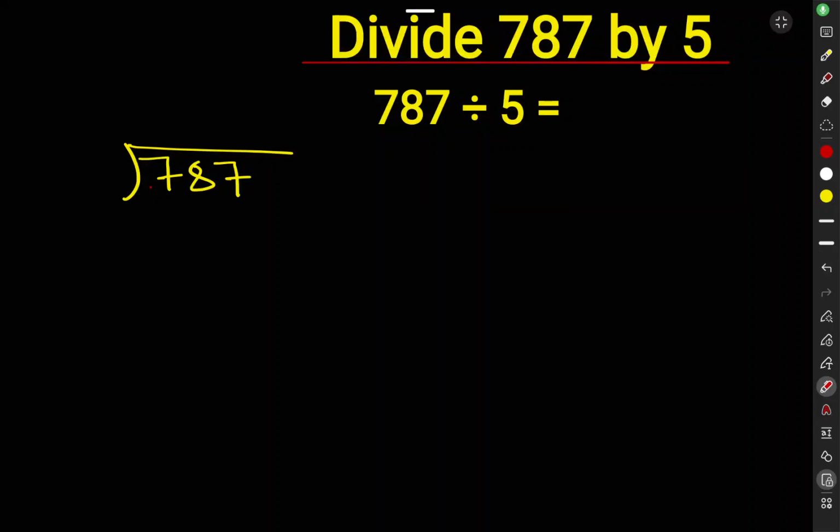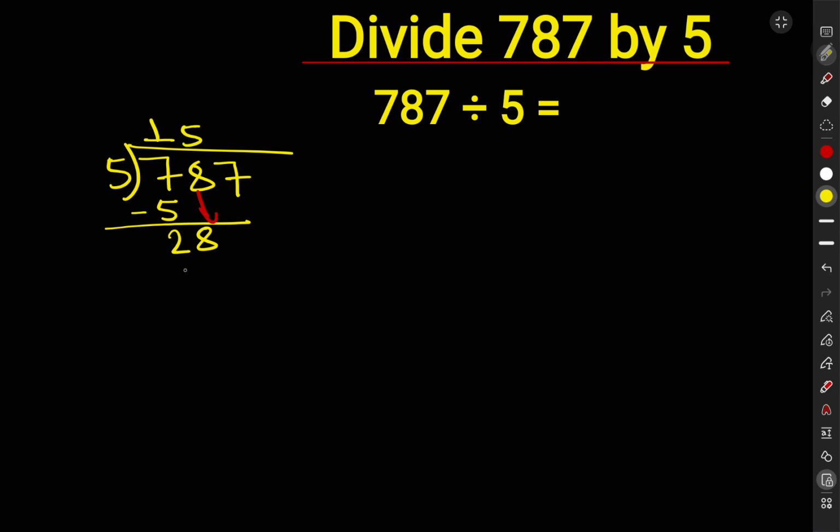We divide 787 by 5 in the long division method. 5 times 1 is 5. On subtracting we get 2. So now we put down this 8 and it is 28.